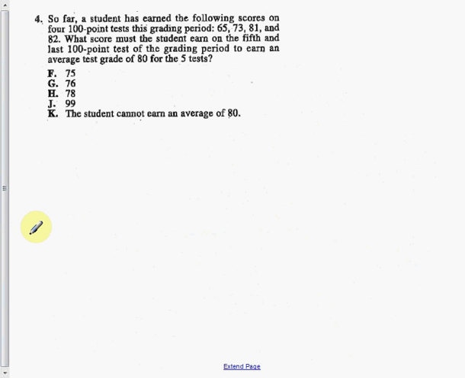So far, a student has earned the following scores on 4 100-point tests. That makes it easy in terms of weighting this out. This grading period, they make a 65, a 73, a 81, a 82. What score must the student earn on the fifth and last test, and I took that to mean the fifth test is the last test, of a 100-point test of the grading period to earn an average test grade of 80 for the 5 tests? Do you know how to do that one? Any ideas on that?